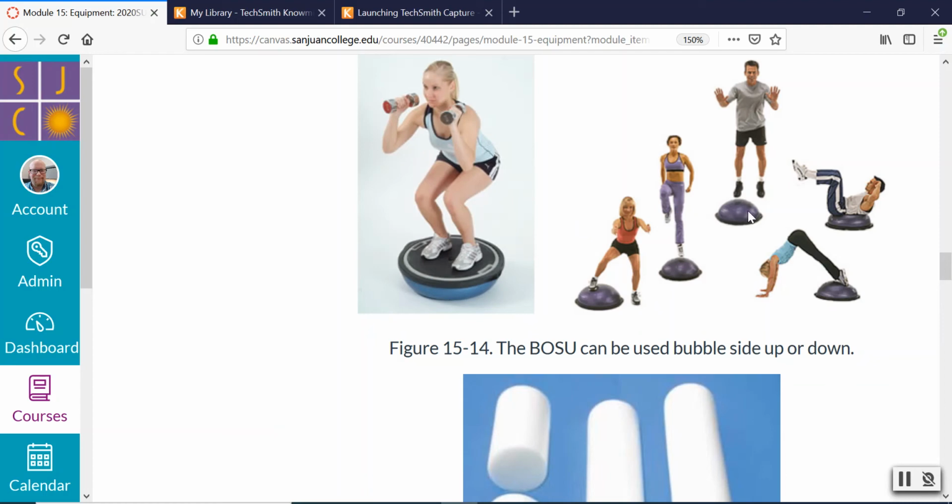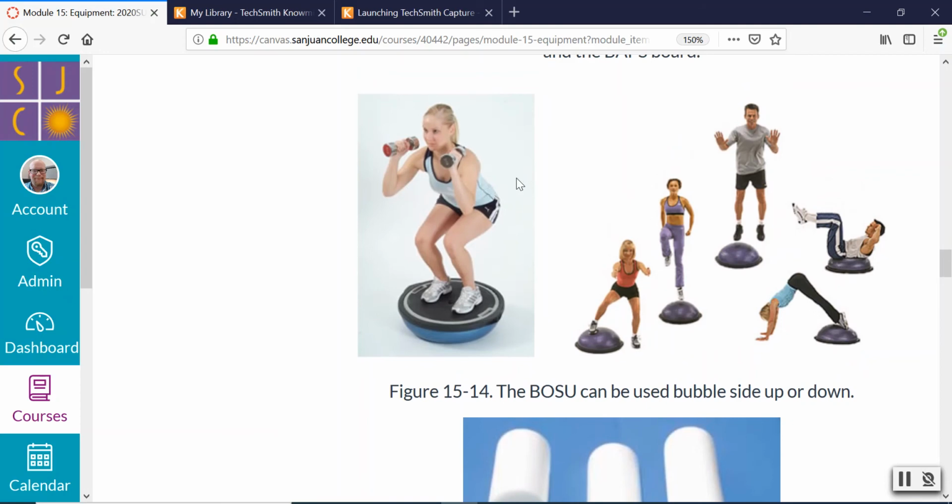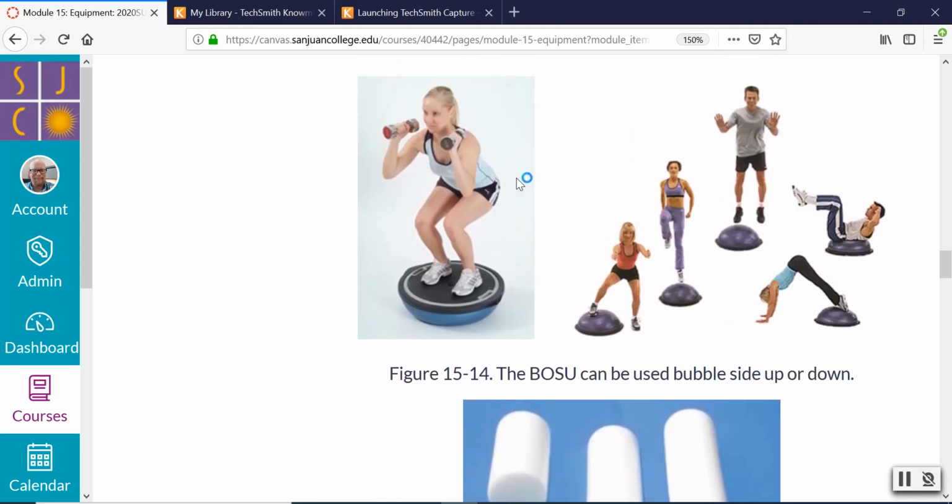You can have people stand on them. Bosu balls are amazing. You can do tons of exercises with them. You want to try the hardest push-up in the world? Try and do a push-up with the rounded side down and the flat side up, where you grab the edges.